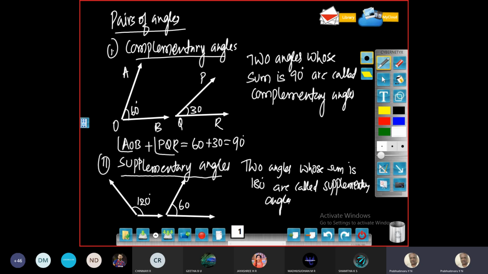In this diagram you can write X, Y, Z and then L, M, N. So angle XYZ plus angle LMN together measures 120 plus 60, which is equal to 180 degrees. So they are supplementary angles, because the sum of these two angles is equal to 180 degrees.